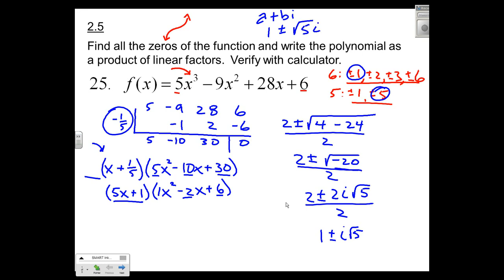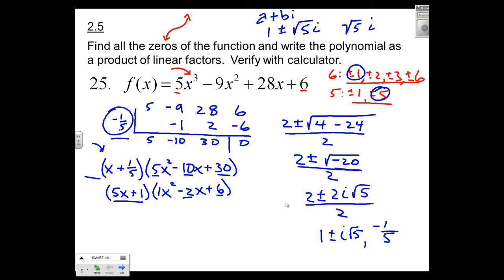And I'm not crazy about that unless you're really careful to separate the i from the square root. If you were going to write it that way, it should be square root of 5, and make sure the i has a nice gap in there. That's why I put the i in front. The i is definitely not under the square root. Okay, that means my zeros are 1 plus or minus i root 5. My other zero we already found is negative 1/5.